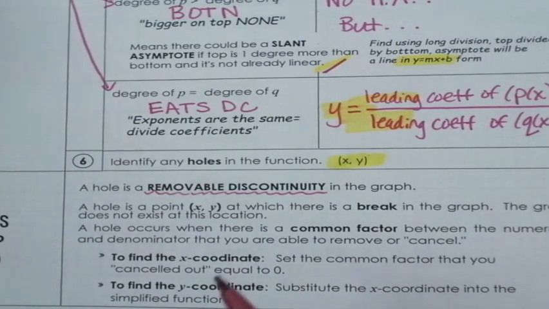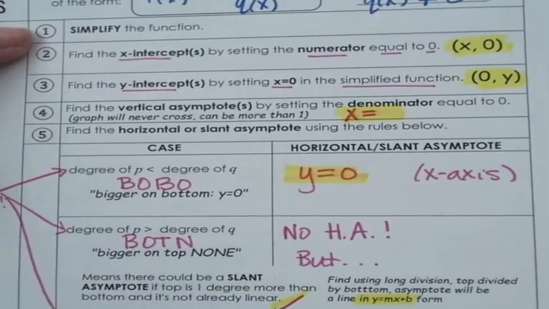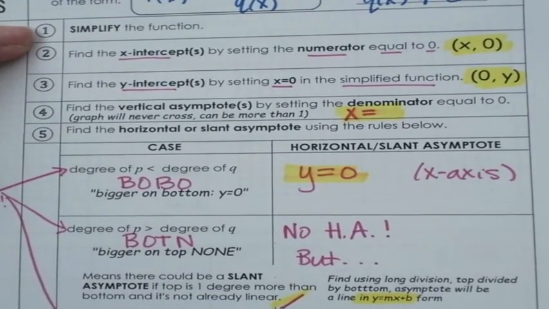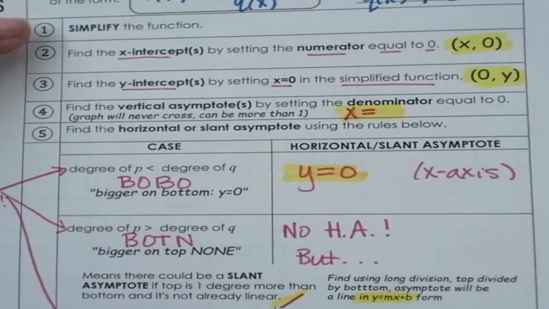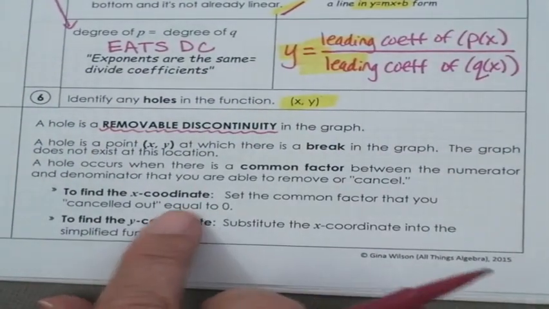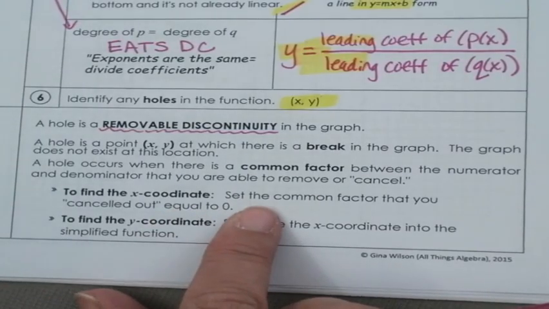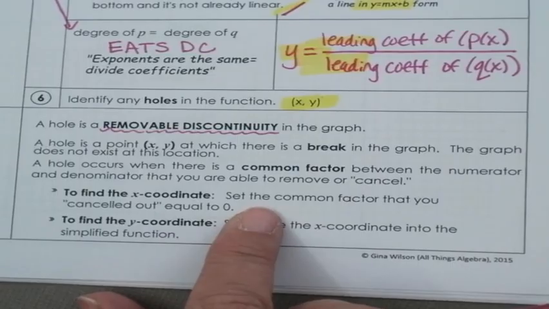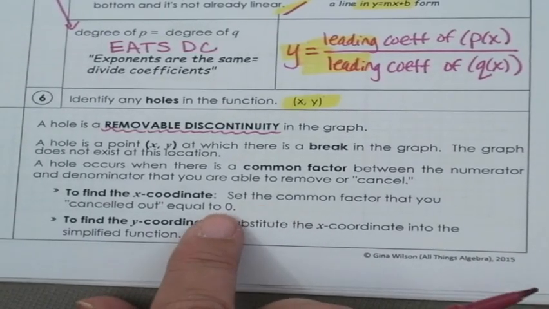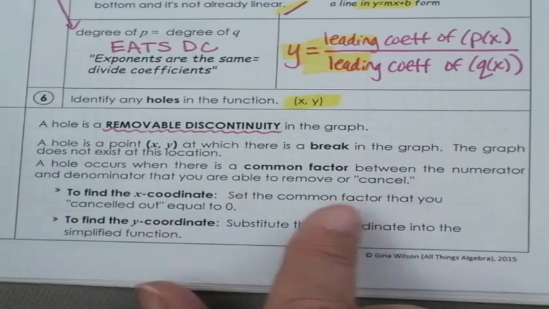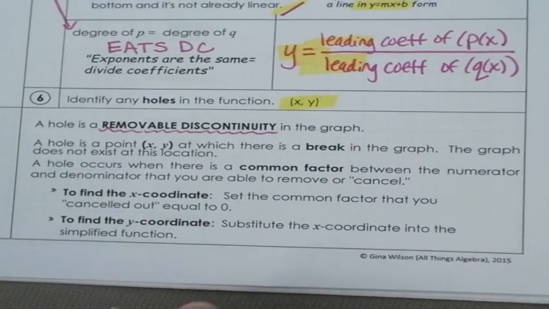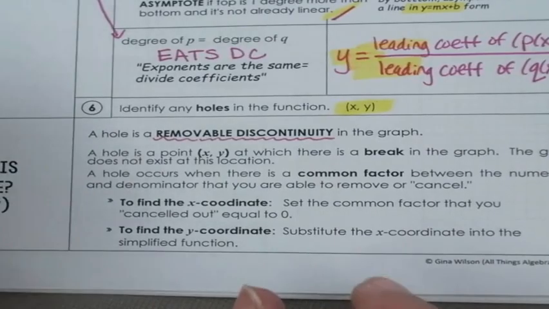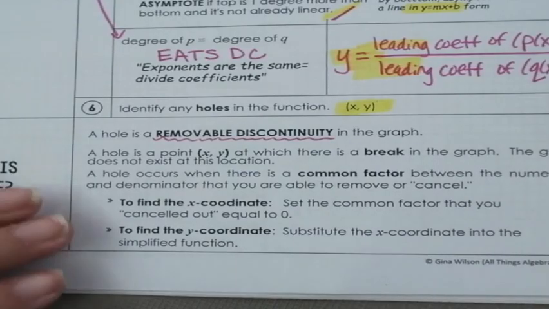A hole occurs when there's a common factor between the numerator and the denominator that you can cancel out. So at the very beginning, when we simplify, if there's something that we can cancel, that's when there's a hole. If there's nothing that cancels out, there's no hole. So they don't always happen, okay? Only sometimes. And to find the x coordinate of the hole, we just take whatever we canceled out. Like if we cancel out x minus 5 and x minus 5, we take that x minus 5, set it equal to 0. That's how we get the x coordinate. And then we just plug the x back in to get the y. All right? So we'll do some examples here in a little bit where we actually go to find a hole.